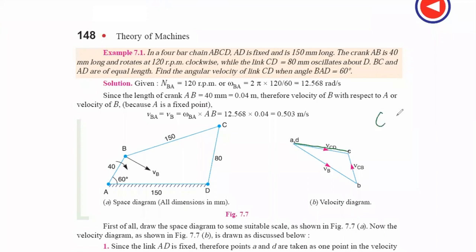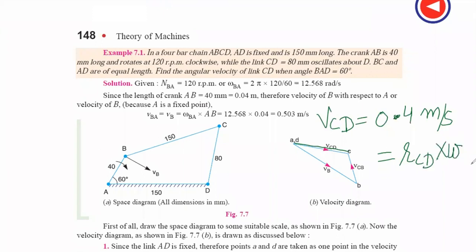Suppose this is coming out to be, let me do a little correction, 0.4 meter per second. That is the linear velocity CD, and he is asking for the angular velocity. What would be the formula, Anjali? Radius CD multiplied by omega CD. We know the radius CD, Anjali? 80 by 1000, 0.08. Put 0.08 multiplied by omega CD, and that is equal to 0.4. Okay, 0.4 by 0.08. This is how the omega CD can be calculated.